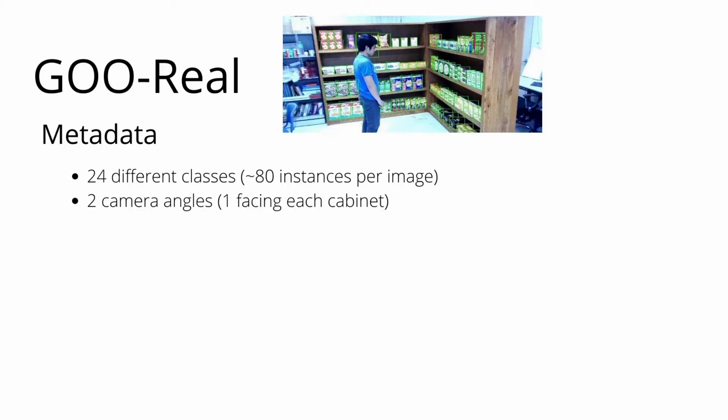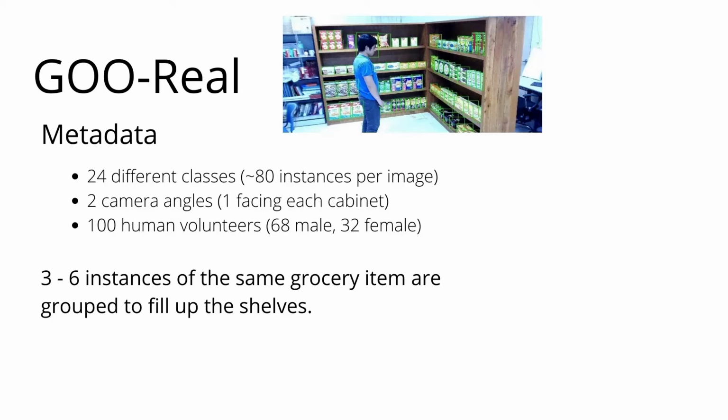For each image in GOO Real, there are around 80 total grocery items, each belonging to one of 24 different classes. 2 cameras are used, one facing each cabinet, and 100 human volunteers, 68 male, 32 female, ranging from 16 to 50 years old, are instructed to look at the objects. The shelves are filled up with 3 to 6 instances of the same grocery item.